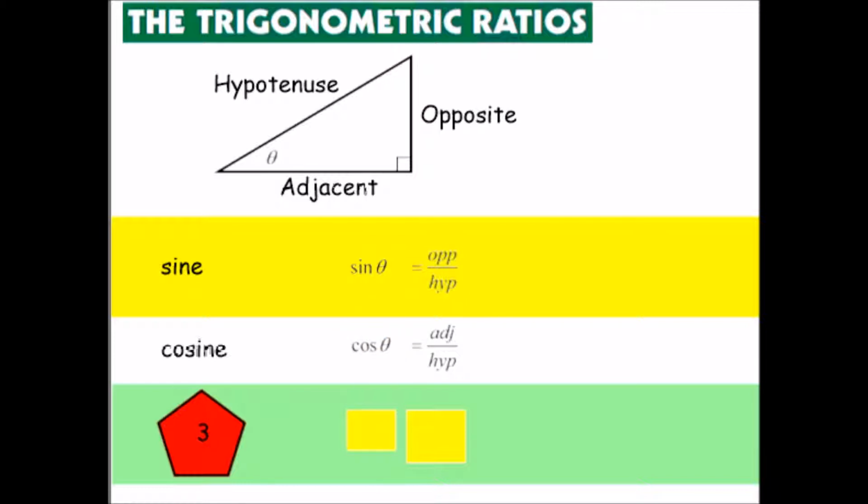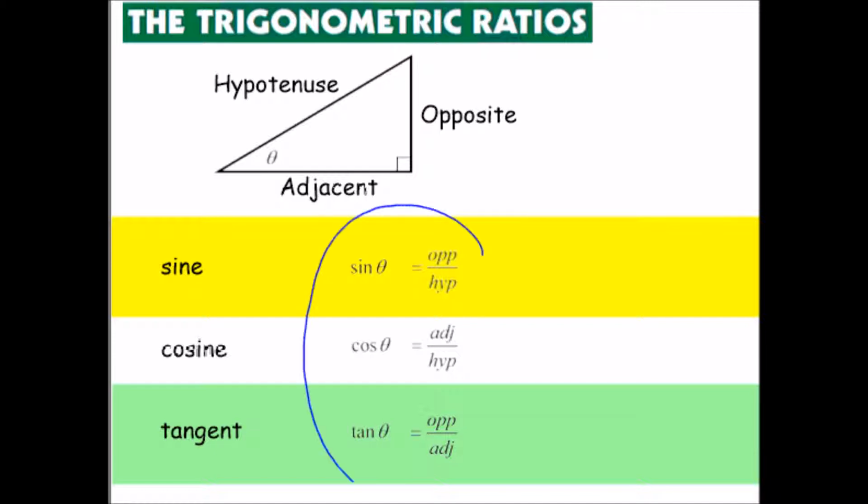The third ratio we will work with is the opposite divided by the adjacent, and that is known as the tangent, and we write that as tan theta. So our three ratios all involve angle theta in the right angle triangle and dividing two lengths to get a ratio.